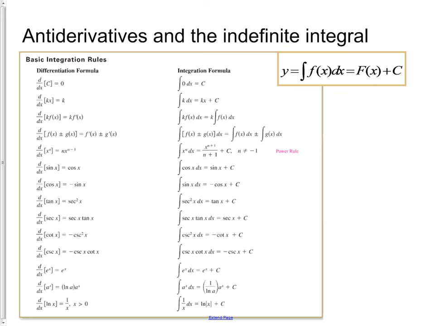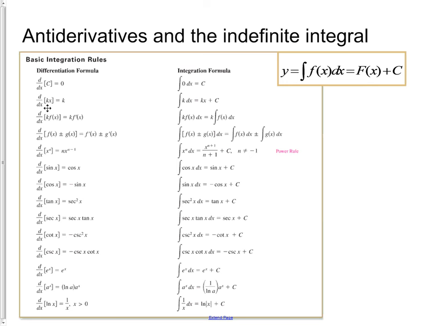So when we said the word antiderivatives, we really meant it. The antiderivative, or the indefinite integral of a function, is really an expression that reverses the process of differentiation. For example, when we found that the derivative of a constant was equal to 0, well, then the integral, the antiderivative of 0 dx, should be equal to the constant.